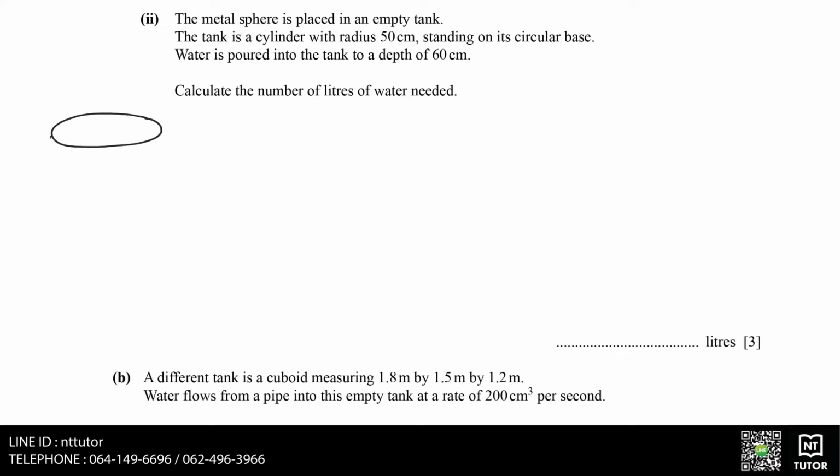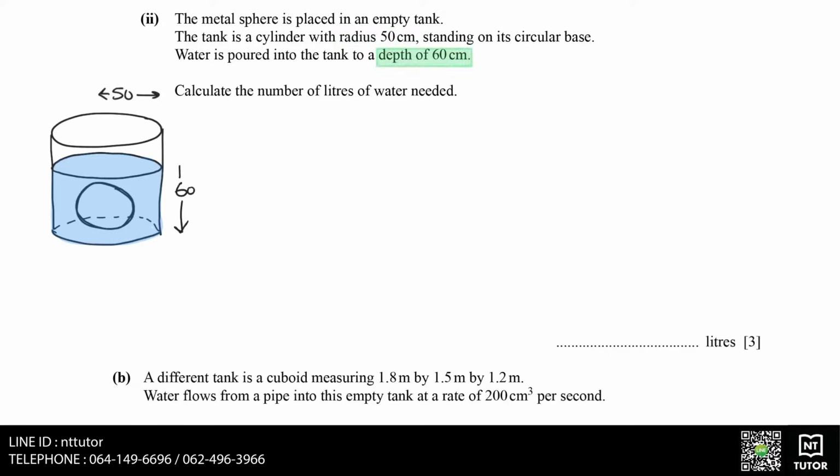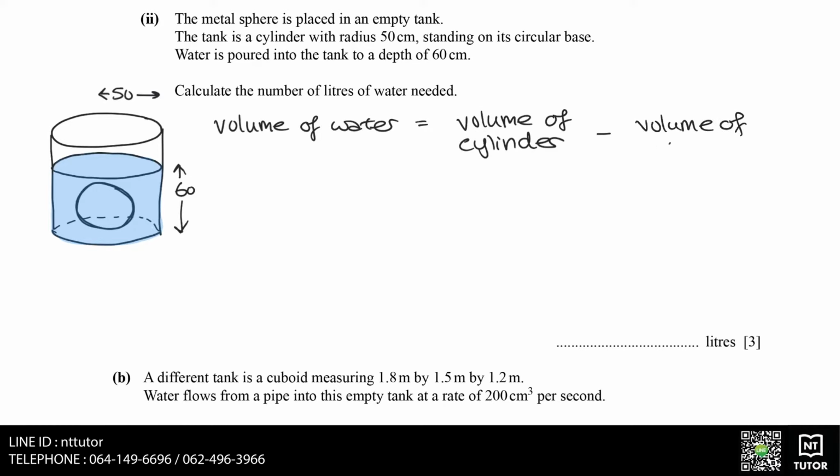So we have a cylindrical tank with the metal sphere from part 1 dropped inside it. The radius is 50 centimeters and the height, or the depth of water, is 60 centimeters. This means that the volume of water needed would be equal to the volume of the shaded cylinder, the blue part, minus the volume of the sphere. To find the volume of the blue part of the cylinder, we need the height and we need the radius, which we already have. The volume of the solid sphere we already have from part 1.